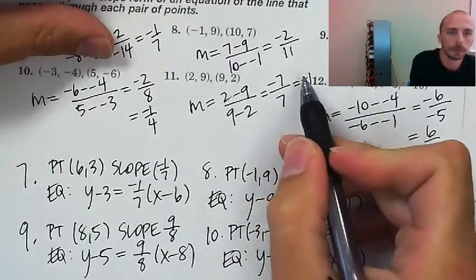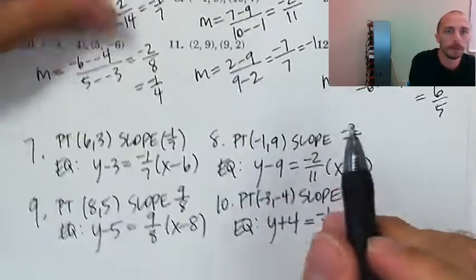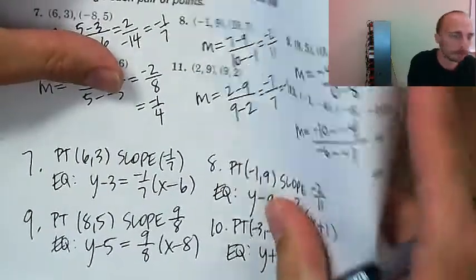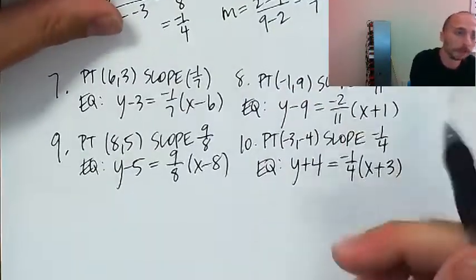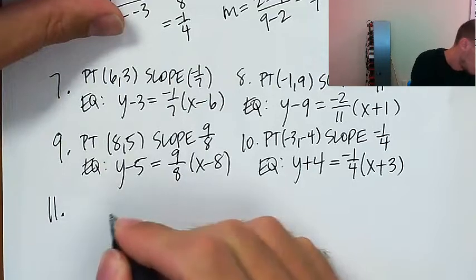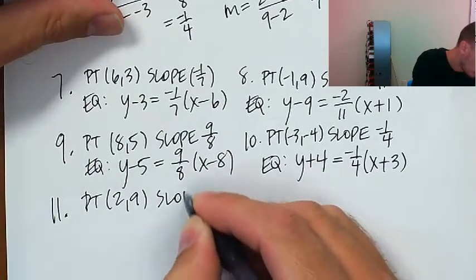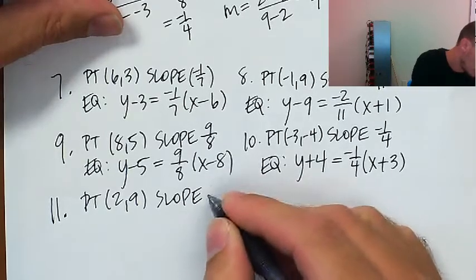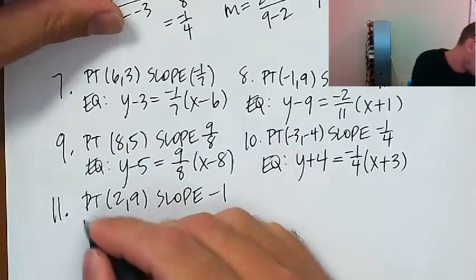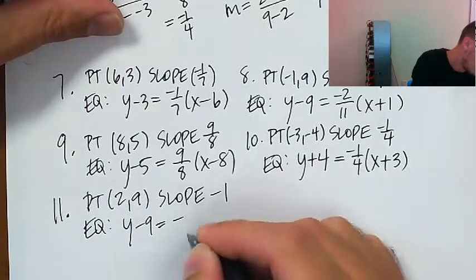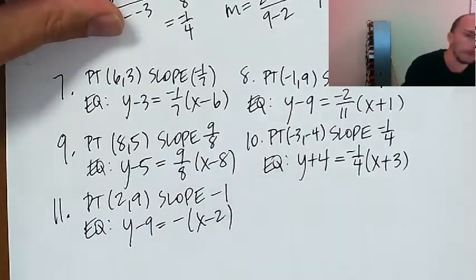Two more. The next slope is going to be negative 1, and I'm going to use the point 2, 9. This is one where it doesn't matter which point. You can't mess it up, right? As long as you don't forget to put the minus in. Point 2, 9. Slope here was negative 1. And so my equation is going to be y minus 9 equals negative 1 times x minus 2.